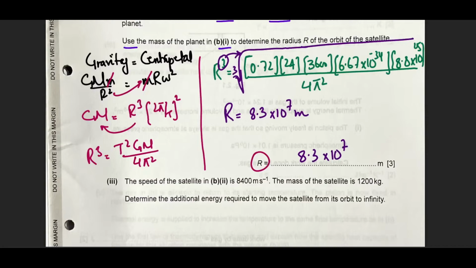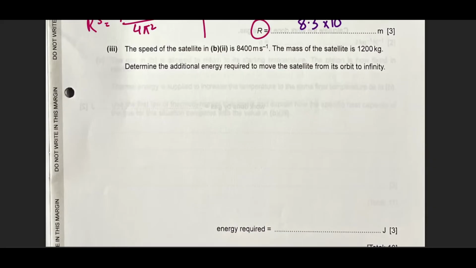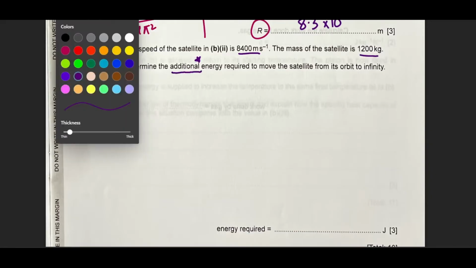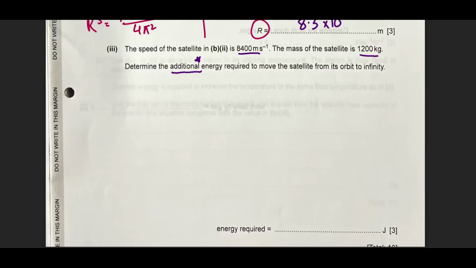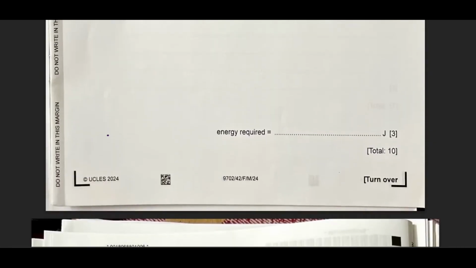Okay, this is a repeated question as well. This geostationary orbit. He says that the speed of the satellite is 8400. The mass is this. Determine the additional energy required. Additional energy. This is the key point. To push this satellite from orbit to infinity. Now, what's the situation? So this is the planet, for example. This is where the satellite resides right now.